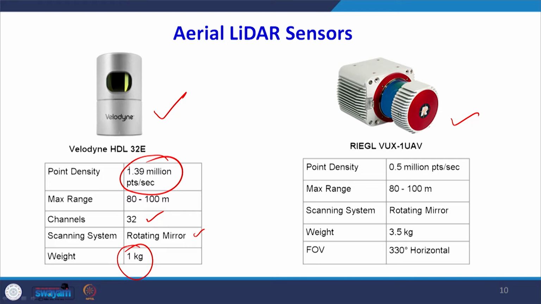So you will get the big geospatial data at the end from this kind of a scanner, because for every point the coordinate systems will be there. Similarly here, now this has a range of 80 to 100 meter, and the weight is slightly more as compared to the previous one, and 0.5 million points per second. So depending upon our use, depending upon our application, we will like to go for the LiDARs, airborne LiDAR sensors.